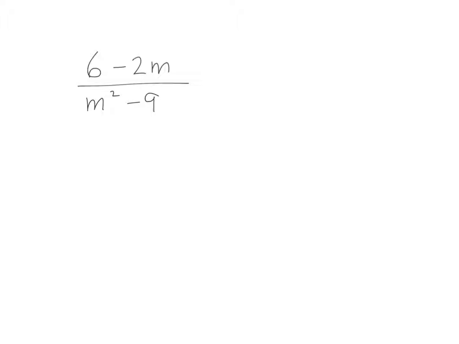It's not a quadratic, right? So you're not going to factor it the same way as we did the other ones. But it does have a common factor in the numerator. What's the common factor of 6 and -2m? 2, right? But I don't want to take out a 2. I'm actually going to take out a -2.